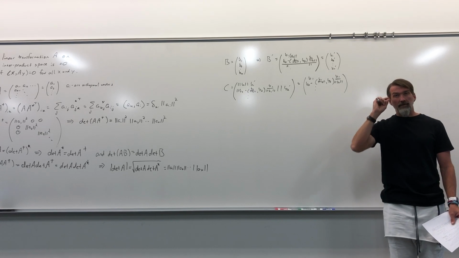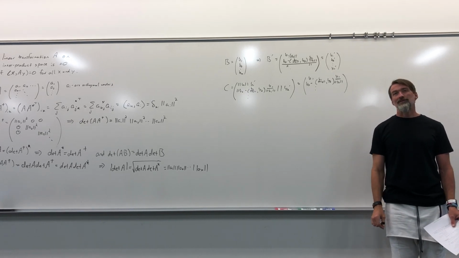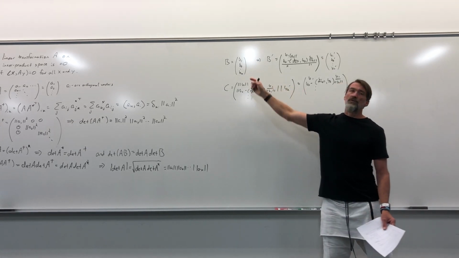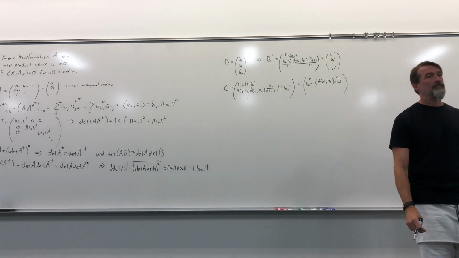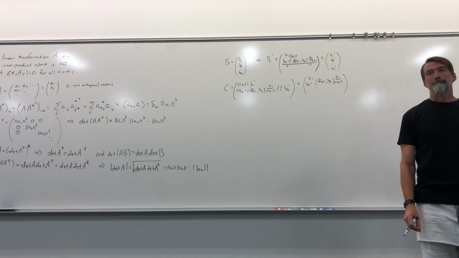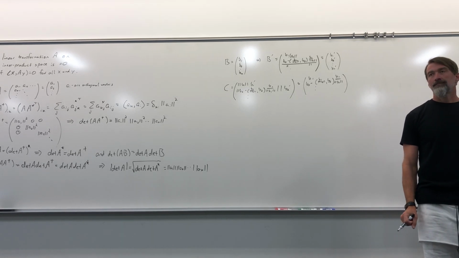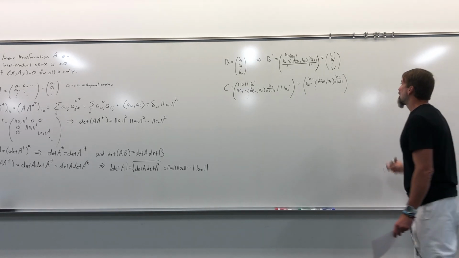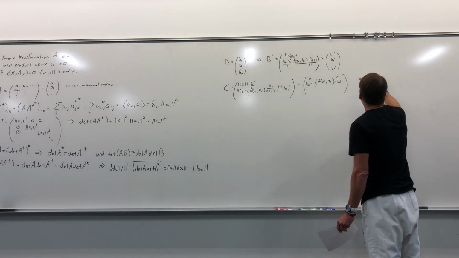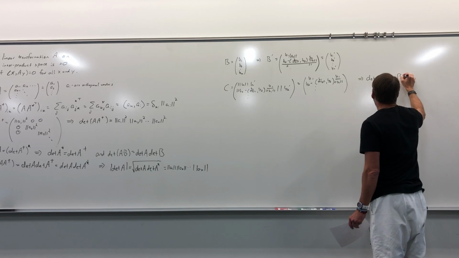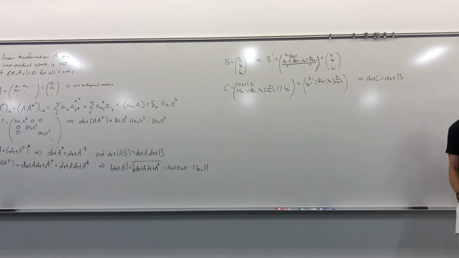Now, if you scan back to facts about determinants, can anybody tell me how the determinant of this might be related to the determinant of that? It'll be the same. They're the same. Okay. So we have that det C equals det B.